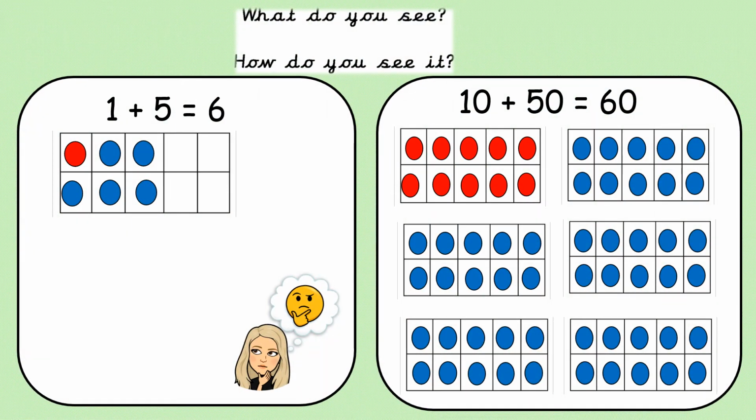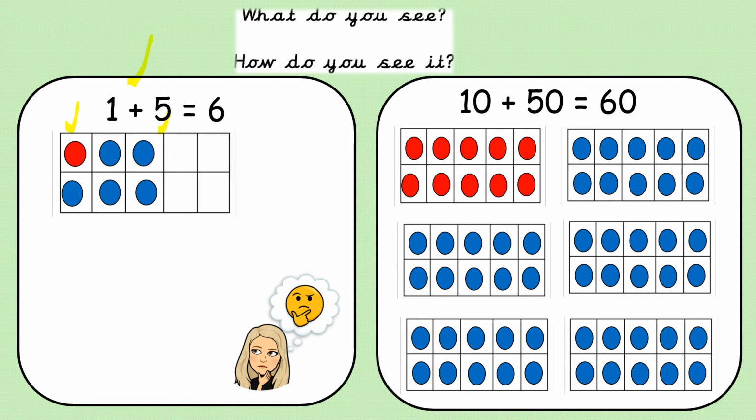Okay, now we're going to be mathematicians. You all know that really good mathematicians look for patterns. They visualize parts in numbers. So what I would like you to do now is have a look at this number sentence over on the left. 1 and 5 is equal to 6. It's represented on the 10 frame. 1 red and 5 blue.